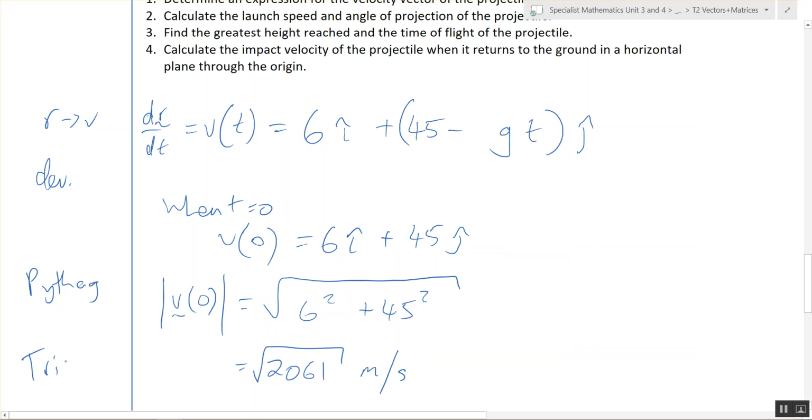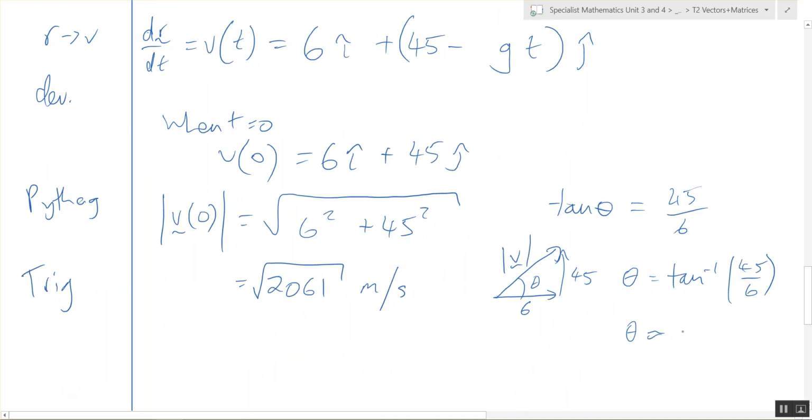Trig. So tell me what to do. We've got the i, which is 6, and the j, which is... So we need to put in... Very good. What do you get? Approximately 82.41, hopefully rounded correctly.